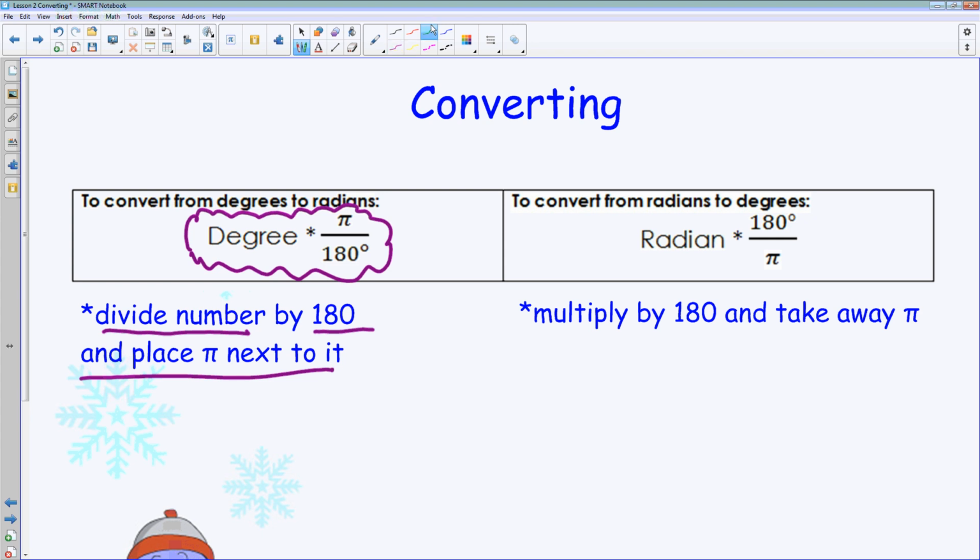So to go in the opposite direction from radians to degrees, you're going to take your radian and multiply by 180 over pi. Or you can multiply the radian by 180 and take away the pi. That's essentially what's going to happen.